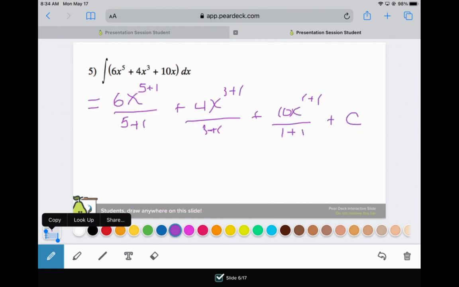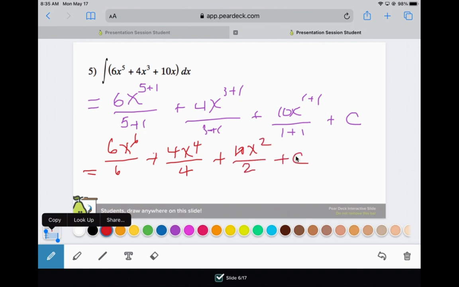So step number 1, I will add 1 to the exponent, the 3 plus 1. For the third term, the 10x, if you don't have any exponent, it's the same as x to the 1st power, right? So I do 1 plus 1, and then I will divide by that. So now I'm going to simplify. 6x to the 6 divided by 6, 4x to the 4th power divided by 4, 10x to the 2nd power divided by 2 plus c.